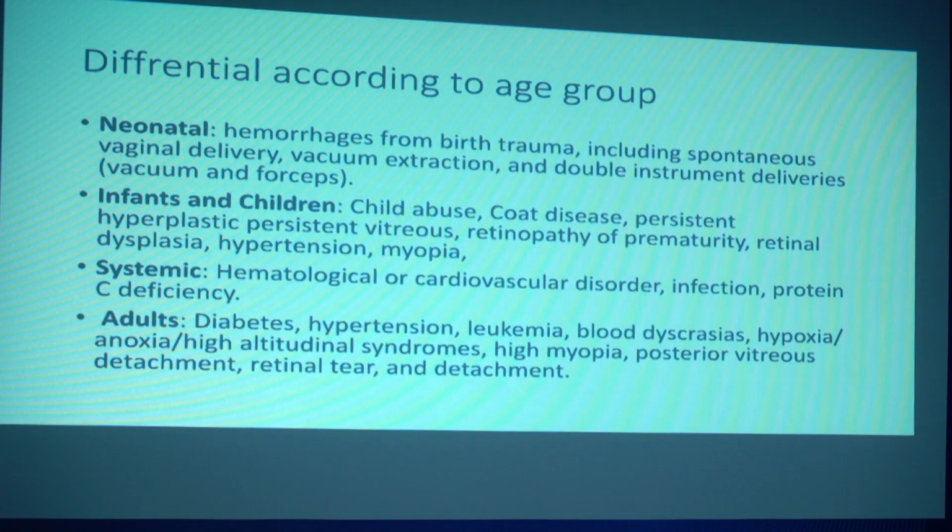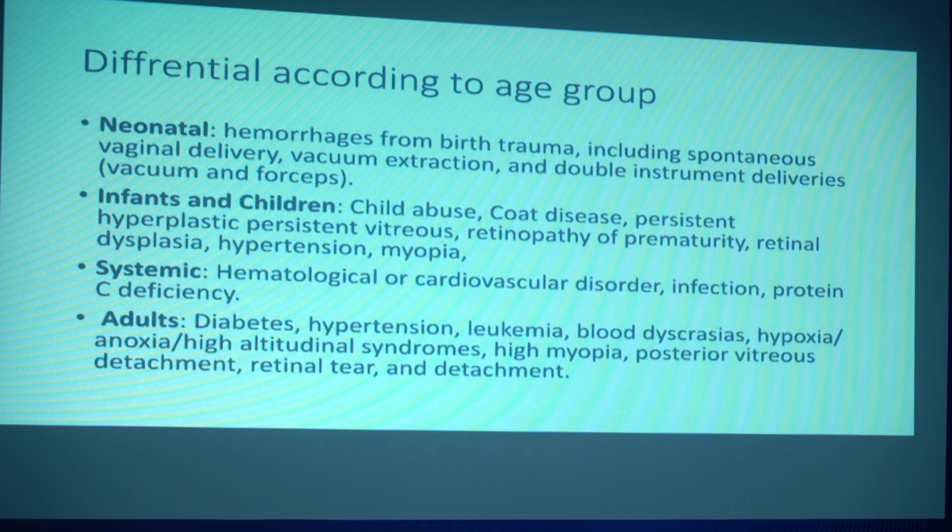Now the differential according to age group. In neonatal ages, hemorrhages may be from birth trauma, including spontaneous vaginal delivery, vacuum extraction and double instrument deliveries. In infants and children, it can be due to child abuse, Coats disease, persistent hyperplastic vitreous, retinopathy of prematurity, retinal dysplasia, hypertension, myopia. Systemically, hematological or cardiovascular disorders, infection, protein C deficiency. In adults, it can be due to diabetes, hypertension, leukemia, blood dyscrasias, hypoxia, anoxia, high altitude syndromes, high myopia, posterior vitreous detachment, retinal tear, retinal detachments.